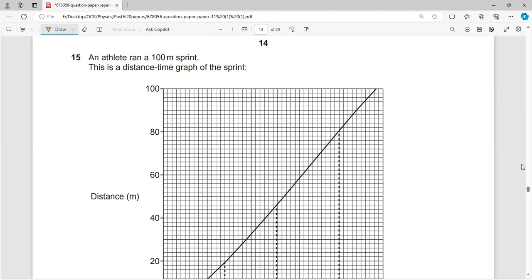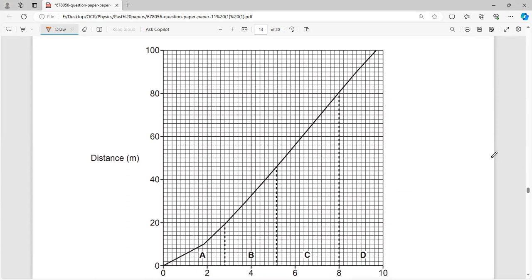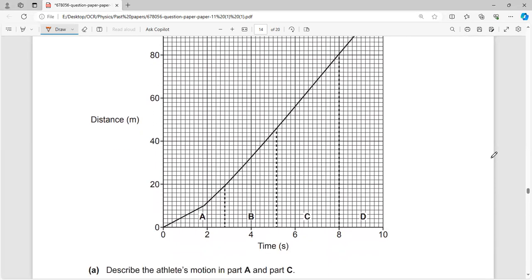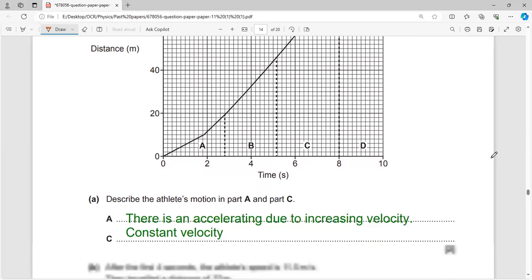An athlete ran a 100-meter sprint. So this is the distance-time graph for the athlete's motion. You can see it's moving from 0 to 2 seconds along the x-axis, and after these 2 seconds to the 4, this is acceleration. It's increasing, and further, if you proceed from the 4 point onward, the same distance is moved in the same interval of time. So there is a constant velocity.